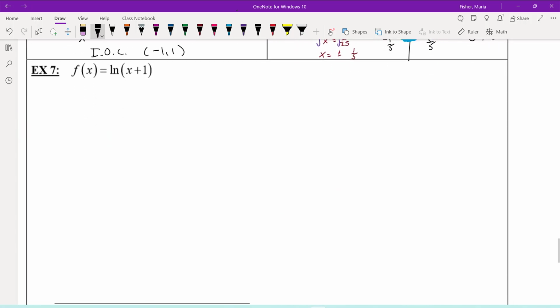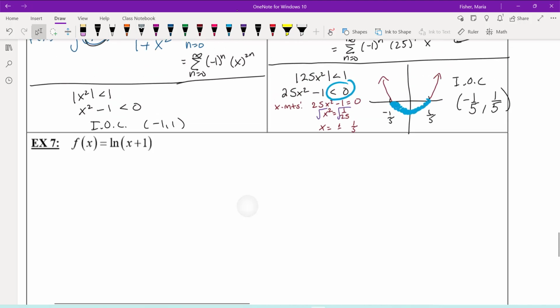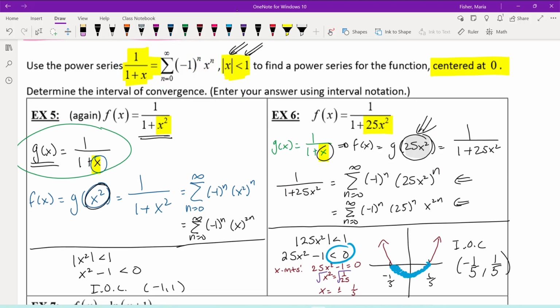What about our very last one? f of x is equal to the natural log of x plus 1. Well, wait a second. That looks nothing like this, right? That does not look like a 1 over 1 plus x. That doesn't look like a rational function, and that's what I need. So how do I get it to be a rational function?